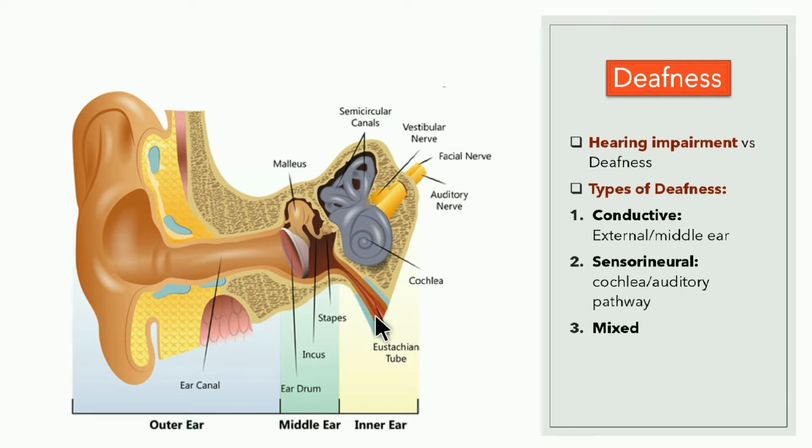Another reason may be blockage of the eustachian tube. This eustachian tube is connected to the nose. So the nose is connected to the middle ear through the eustachian tube. Now whenever the person has a common cold, this eustachian tube gets blocked.